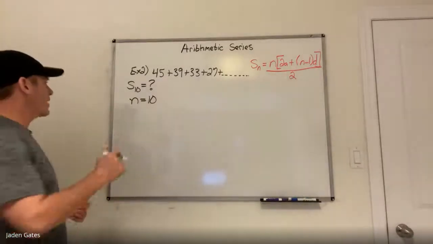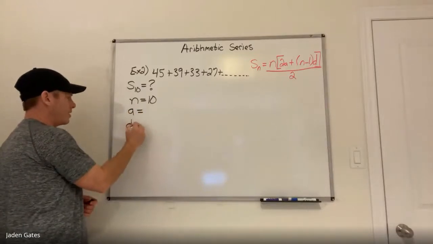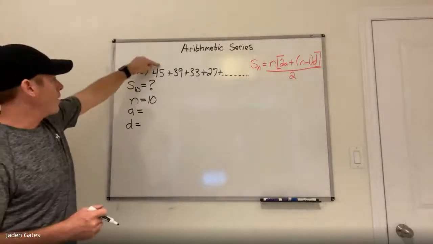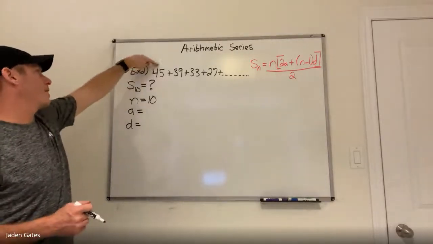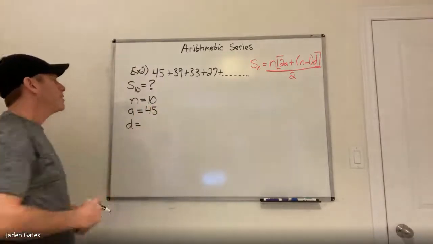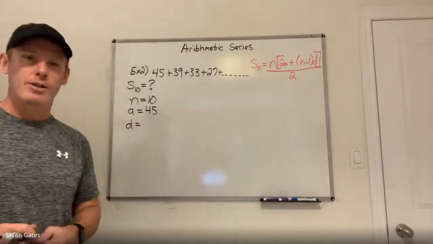All right, now again, the other variables that we need to look at is the a and the d. And again, the a is always the easiest one. It's the first one. First letter in the alphabet, first term in the series, and this time it is 45. All right, but then I look at my numbers here, and as you can see, they are decreasing. So my d is going to be negative.